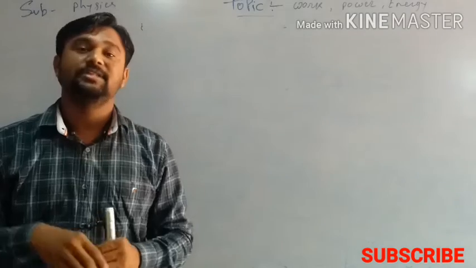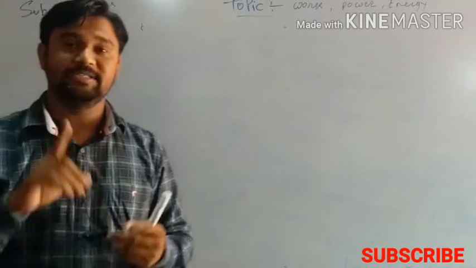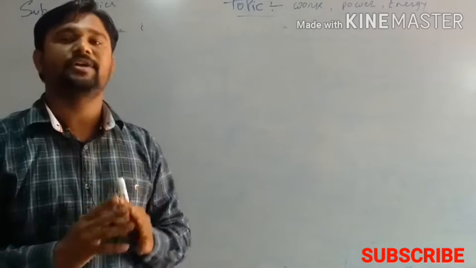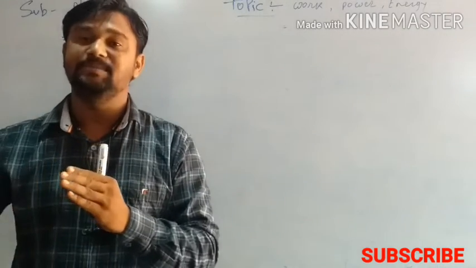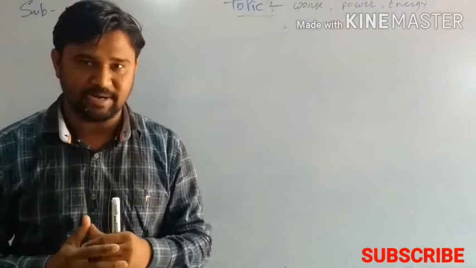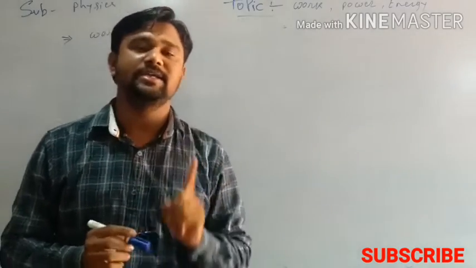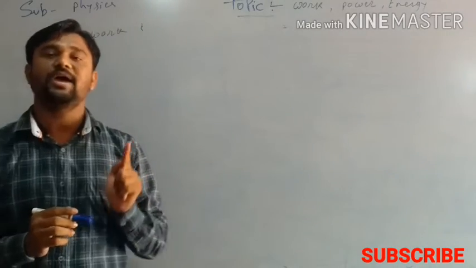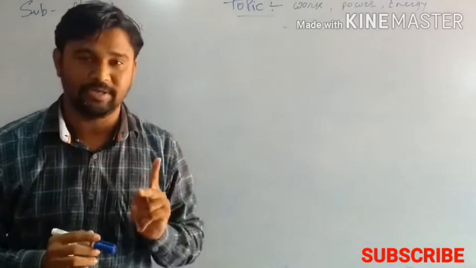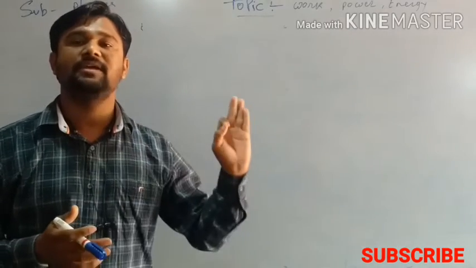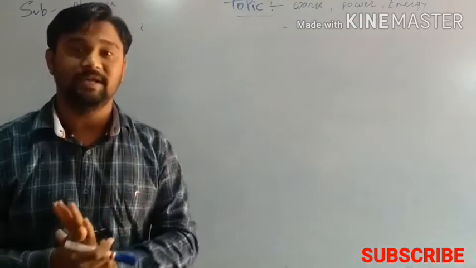In physics, the particular definition of work is that when a force is exerted on a body and that body gets displaced by some displacement, then it is said to be work done. So work done is a combination of applied force and the displacement of the body. If there is no displacement of a body, then we cannot say there is work done.